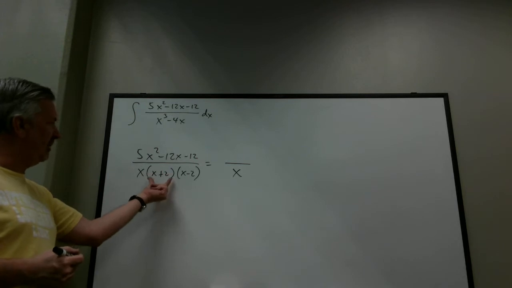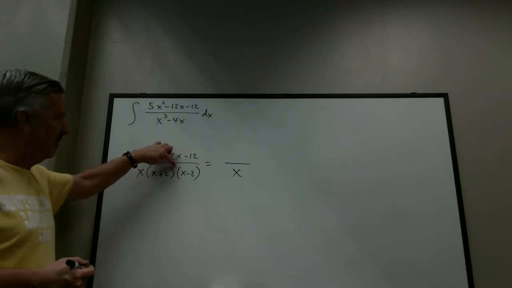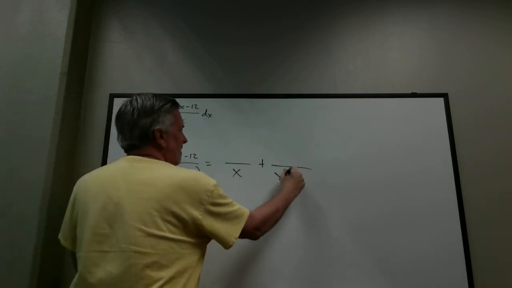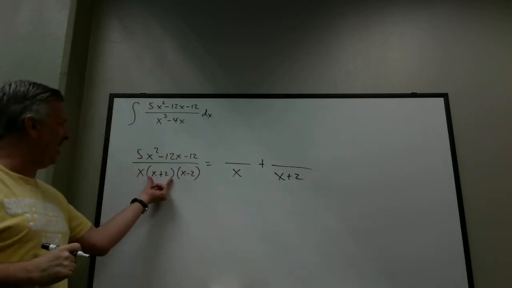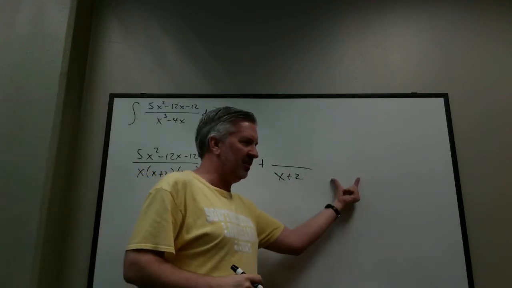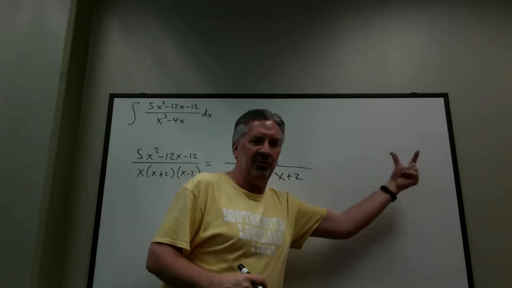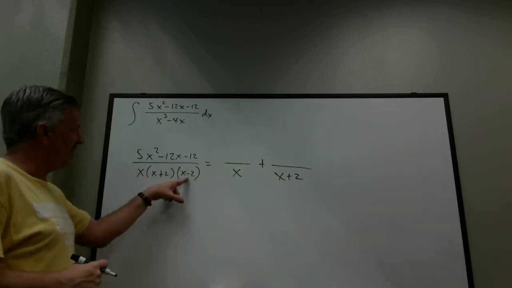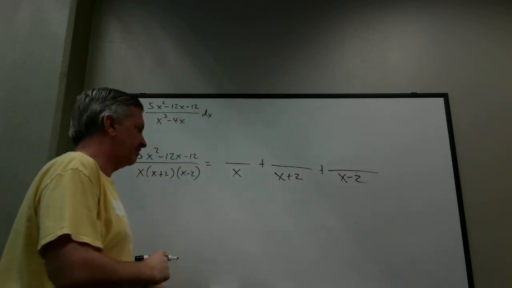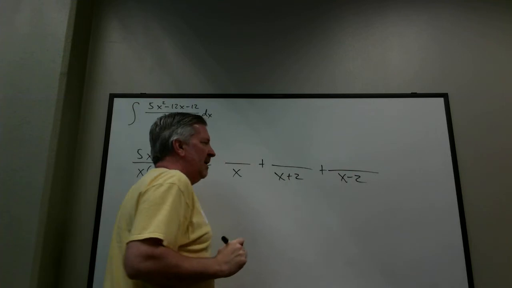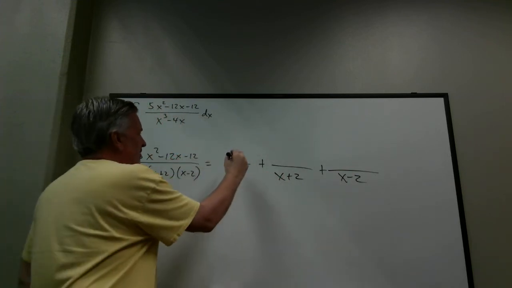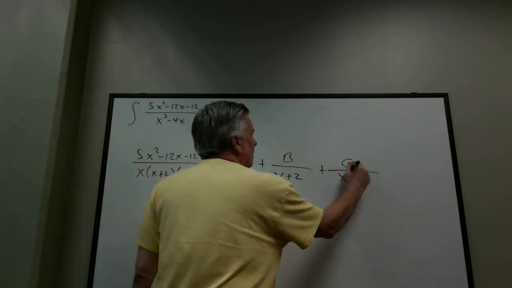Notice this is also a linear term to the first power, so we also need a term for this one, x plus 2 to the first. Again, what if this had been x plus 2 to the fourth? We would have to have an x plus 2, x plus 2 squared, x plus 2 cubed, x plus 2 to the fourth. And same, x minus 2 to the first, so we need a term with x minus 2. And remember, when you have a linear to a power, the numerators are all constant, so I'll just write A and B and C for the constants.